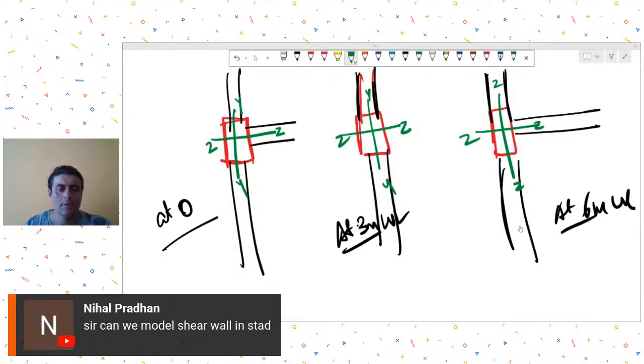Okay. Then the next question is from Nihal Pradhan. Can we model shear wall in STAAD? Yes, you can. You can model shear walls in STAAD. There is an option to model shear walls in STAAD.